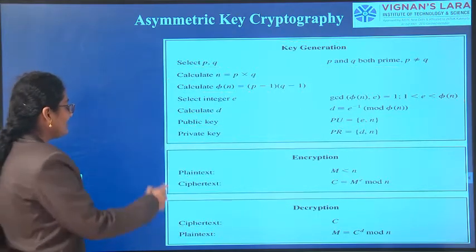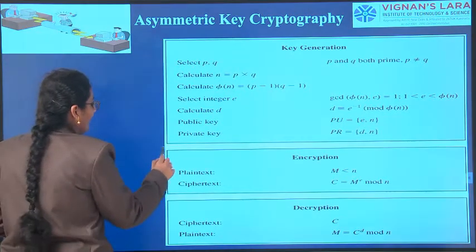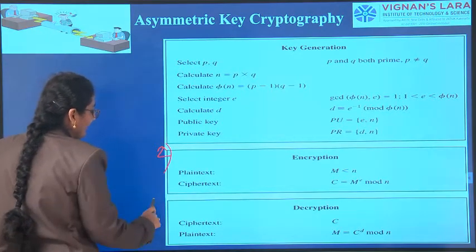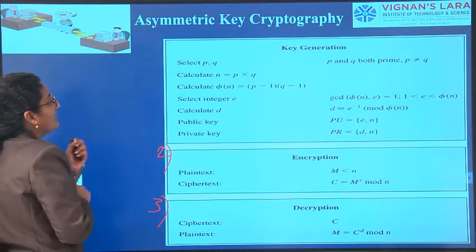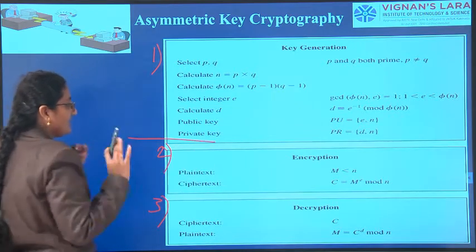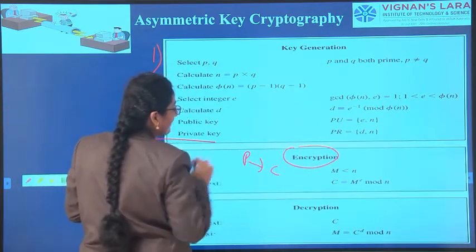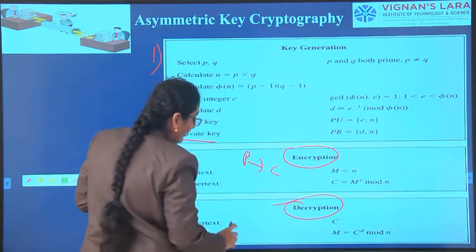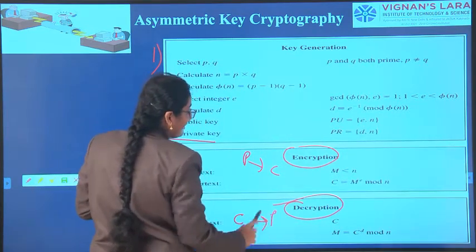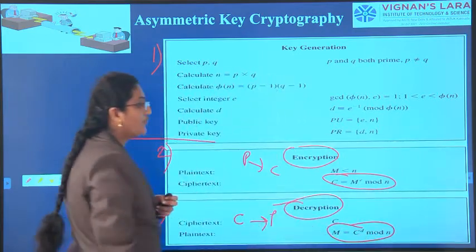So what is the second step? Second step in RSA is encryption. Third step in RSA is decryption. First step in RSA is key generation. Until key generation you know. In encryption you want to convert plain text into ciphertext. In decryption you want to convert ciphertext into plain text. For that you have 2 formulas.